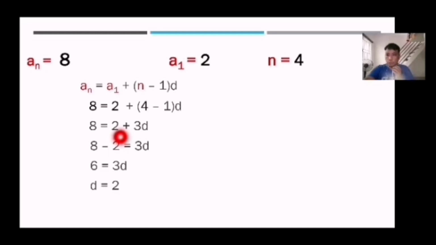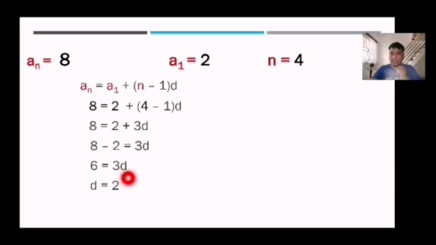So we can transpose 2 on the other side, joining 8. But remember, if you transpose 2 to the other side, you will change its sign. So positive 2 becomes negative 2. You will notice here it becomes negative. So 8, nilipat si 2, naging negative. That becomes 8 minus 2 equals, bring down lang si 3D. Okay? So solve tayo. 8 minus 2 is 6. Bring down si 3D.